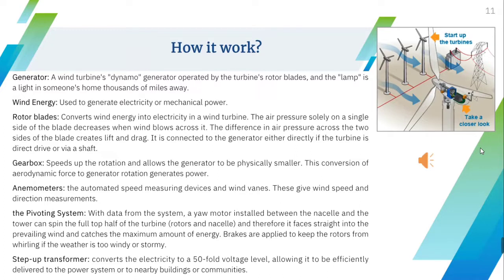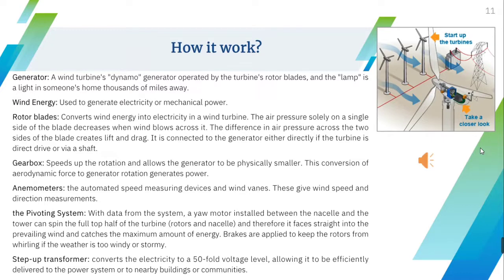Then the aerodynamic force of the rotor blades, which acts similarly to an airfoil, converts wind energy into electricity in a wind turbine. The air pressure on a single side of the blade increases when wind blows across it, and then the difference in air pressure across the two sides of the blade creates lift and drag.